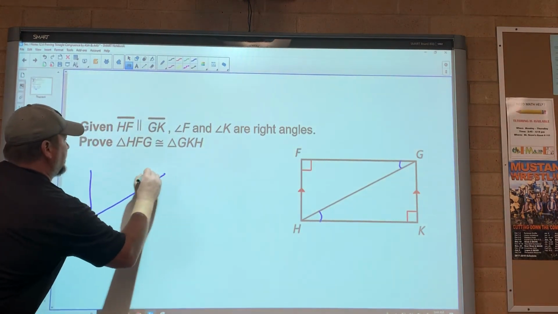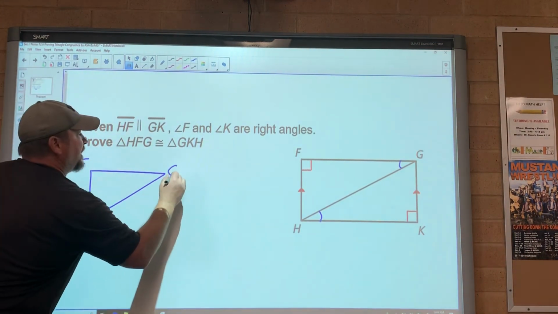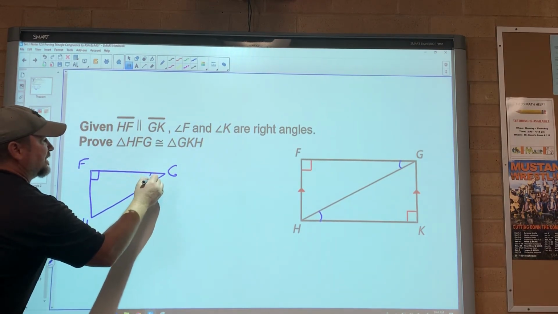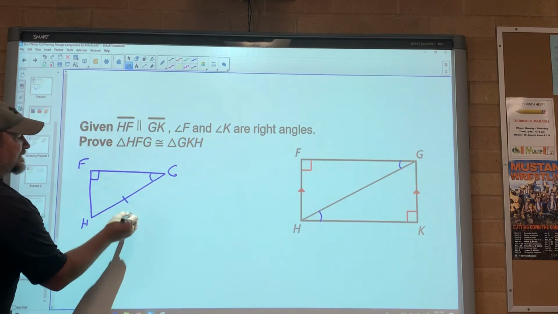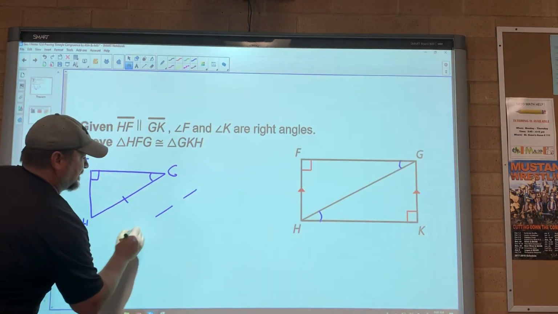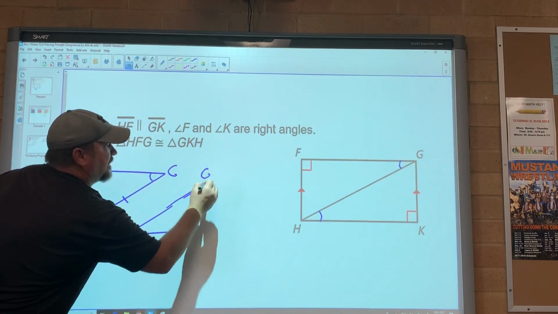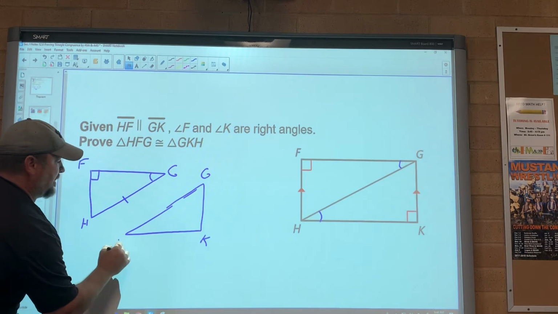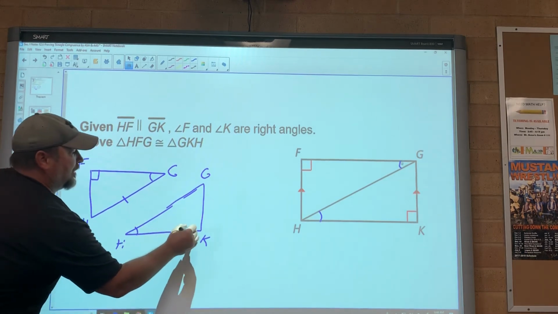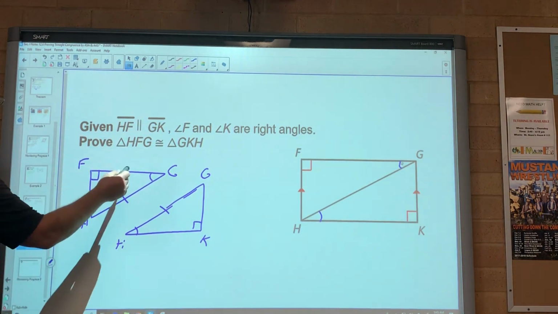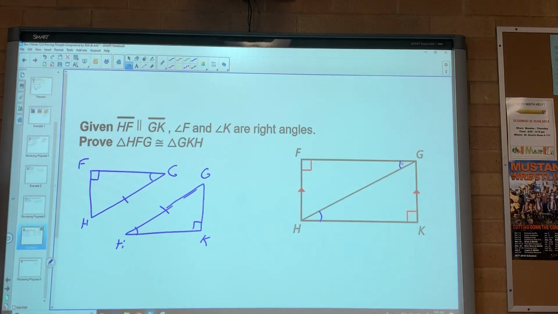So there's the original F, G, H, and this is the 90, and this angle is marked, and now I have this side marked. This is the other picture, and it is G, K, H, 1 mark, 90, and the piece we mark. Okay, well, let's see if it's enough stuff. It looks like we have 2 angles and a non-included side. Okay, 2 angles and a non-included side.